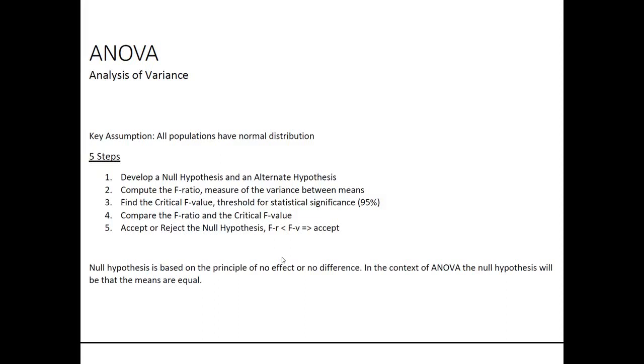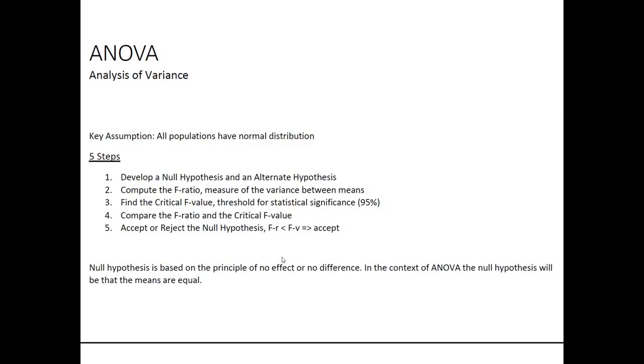One key assumption of ANOVA is that it assumes that all populations have a normal distribution. That means that if you are dealing with a non-normally distributed population, you cannot use ANOVA. But these non-normally distributed tests are not part of this class, therefore we are not going to cover them. However, the techniques you use are somewhat similar.